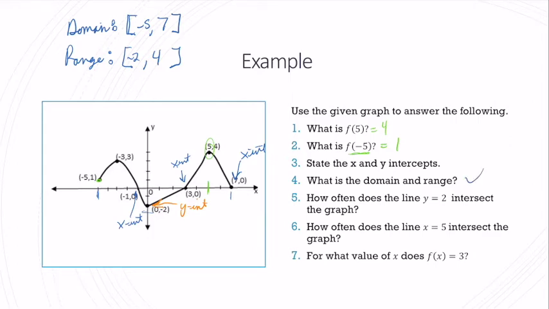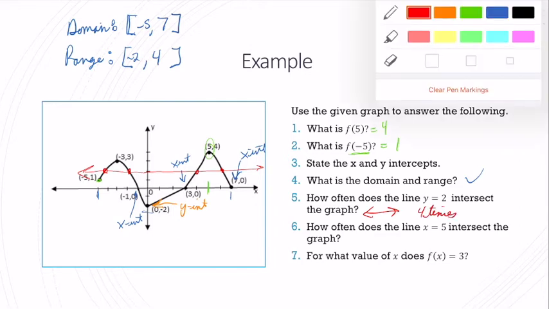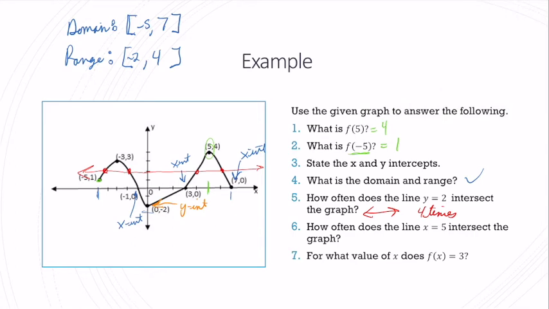Cool. Next, how often would the line y equals 2 intersect our graph? So let's go ahead and graph this. Y equals 2, remember that would be a horizontal line. Here's where y equals 2, so I'm going to go ahead and draw it. So it looks like y equals 2 would intersect my graph 1, 2, 3, 4 times. Next, it's asking how often does the graph of x equals 5 intersect the graph. Remember, this is a vertical line. So I'm going to go ahead and plot this, and you can see that it only intersects my graph once.